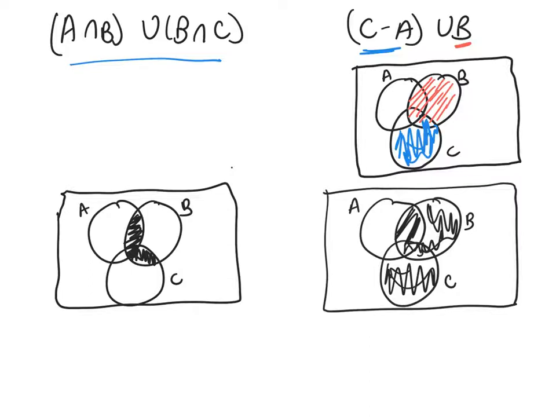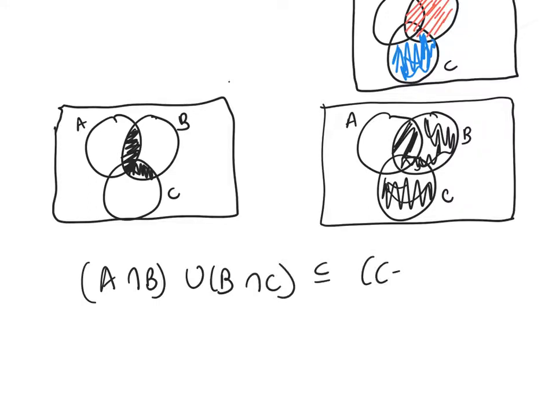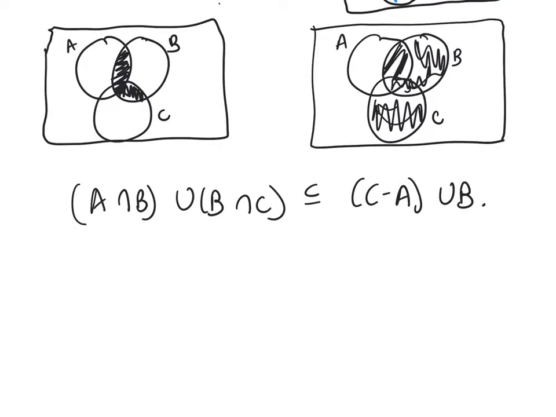So it looks like the region that was shaded on the left is contained in the region that was shaded on the right. So we're going to say that A intersect B, union B intersect C, is a subset of the set on the right, C minus A, union B. And so now we need to prove this. So let's write the outline of our proof.